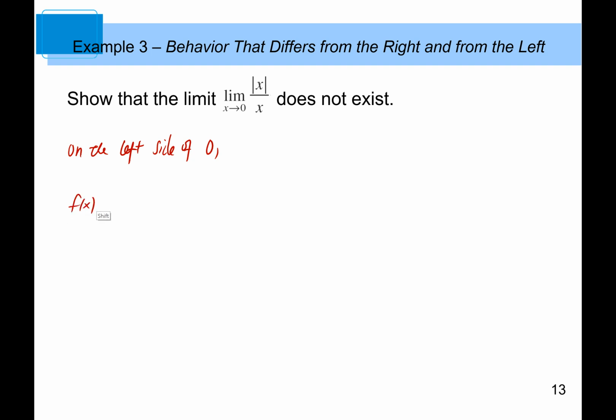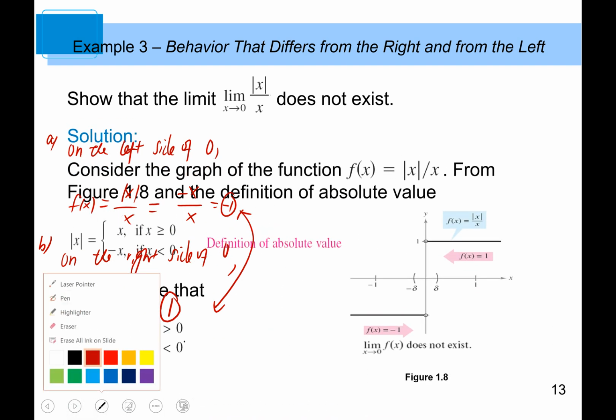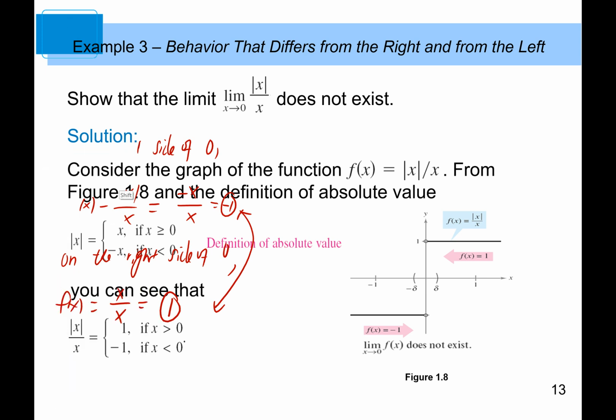now our function f of x is going to be equal to, since on the left-hand side of 0 x is negative, we get rid of the absolute value and you get x divided by x, which is -1. Okay, on the right-hand side of 0, x is positive, so get rid of the absolute value, you get x over x is 1. As you can see, these two numbers are not equal to each other, so algebraically speaking, the limit does not exist. But let's take a look at the detailed solution of why this limit does not exist.